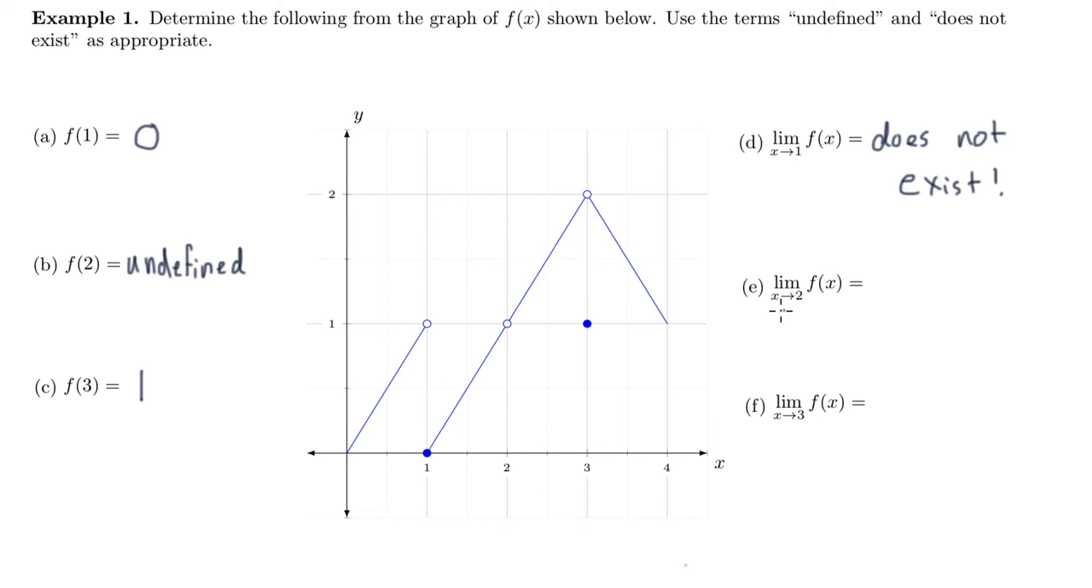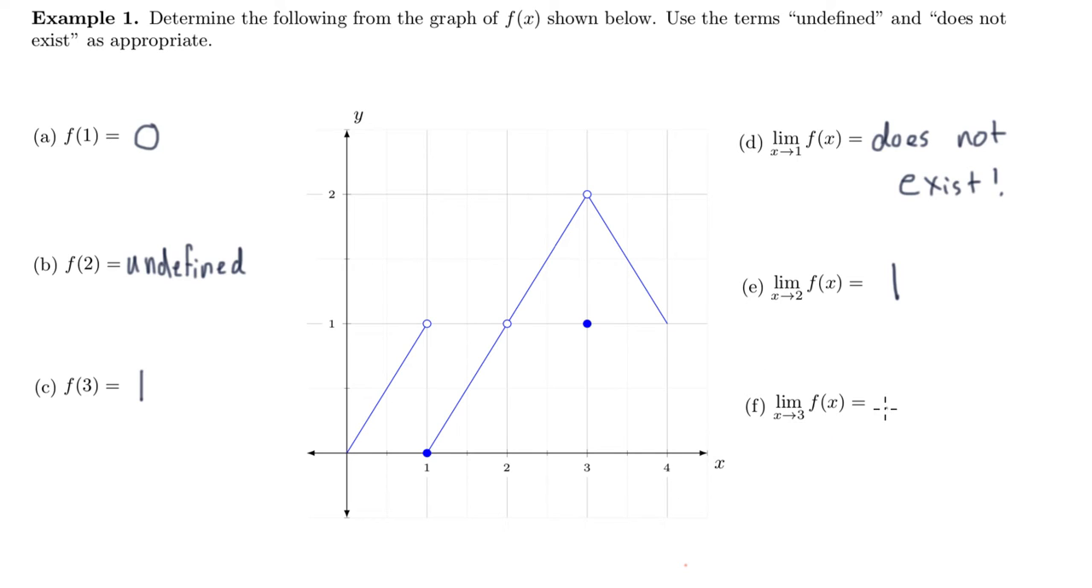Now what about as x approaches 2? I look from the left, function values are approaching 1, and I look from the right. The function values are also approaching 1. And it's okay that the function is not defined at x equals 2. There's a hole, but to the left and the right, I'm getting closer and closer to 1. So the limit is equal to 1, and the limit exists.